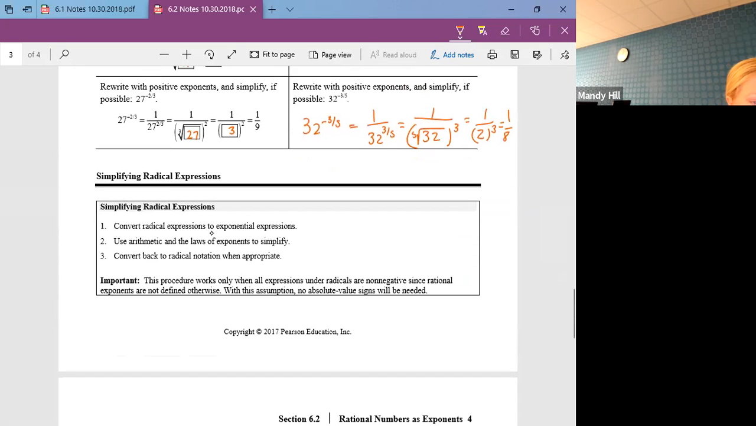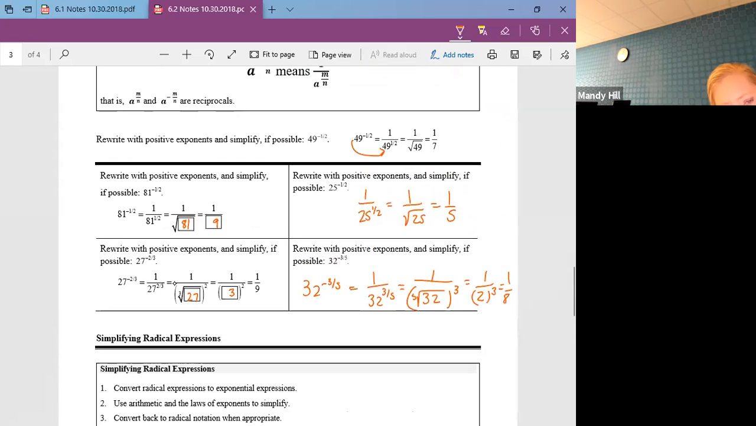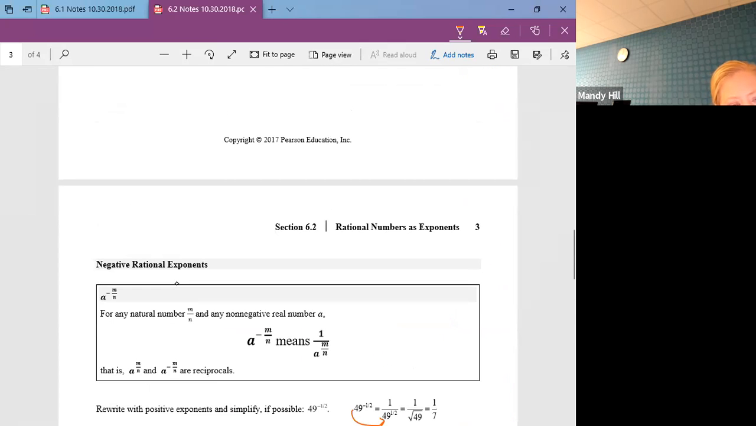So convert radical expressions to exponents, use arithmetic and laws of exponents to simplify, and convert back to radical notation when necessary. Okay, so we're starting chapter 6. We finished 6.1 and 6.2 today. So if you're not finished with chapter 5, you need to try to get that wrapped up so that you can start on chapter 6.